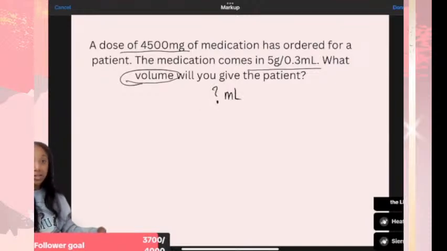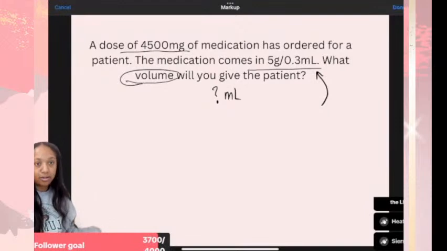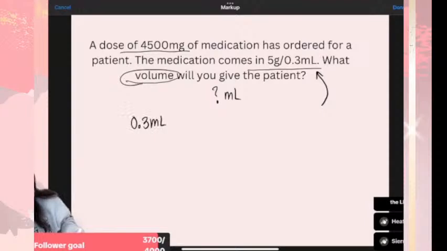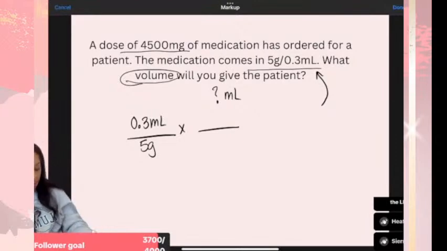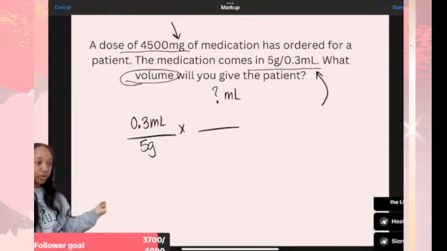So with dimensional analysis, I told you I like to start off with what it is that I'm looking for. So I'm going to put my milliliters on the top, okay? So where our milliliters come from, right here on our available supply. So 0.3 mLs over 5 grams, all right? So now we have grams at the bottom, so we need to have grams at the top to cross out. But lo and behold, look at what we're ordered. We're ordered milligrams. So you can't put milligrams on top of grams and expect it to cross out. It's got to be the same units, right?